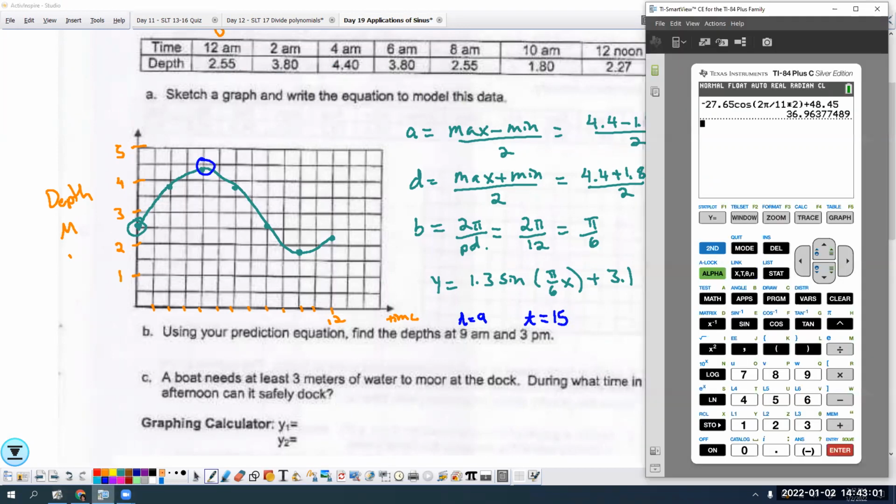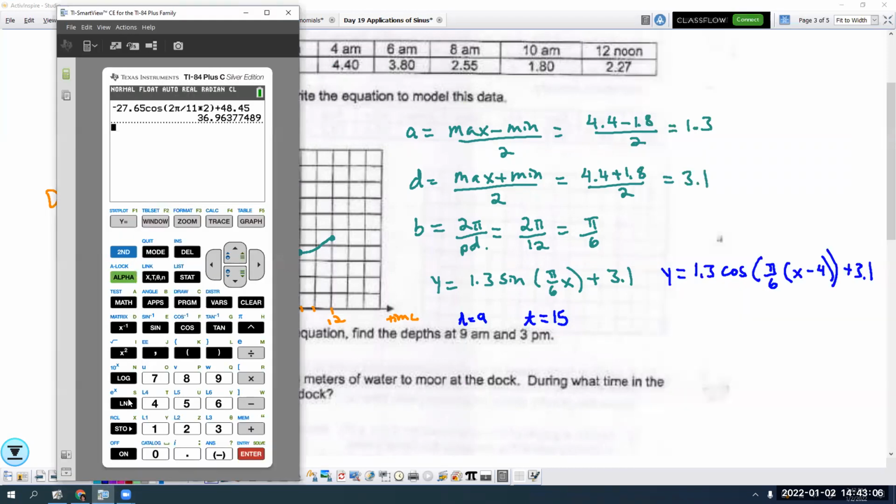So now I am going to pull up the overhead calculator and I'm going to show you a fun trick. It does not really matter which one you use. I'm going to go to y equals, and I'm going to put my sine equation: 1.3 sine pi divided by 6x, close it, plus 3. I'm not going to press graph. I'm going to go to my table, and I'm just going to look at 9 and 15. Oops, wait, hold on. My table settings are a little weird.